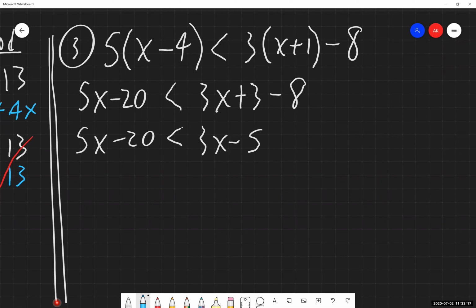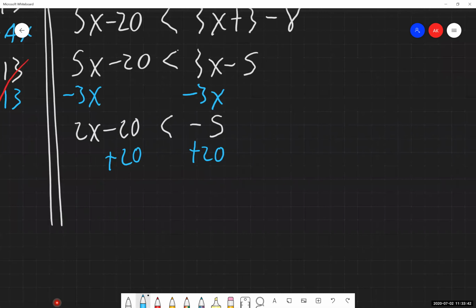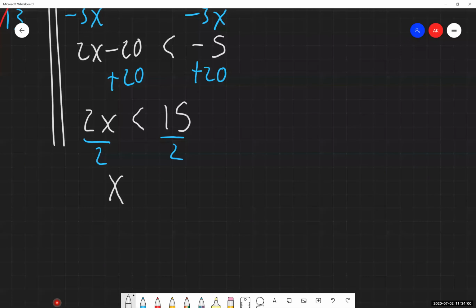So in using that hint, I'm going to get rid of the 3x on the right-hand side because that's smaller than the 5x on the left-hand side. So my result, I'm going to get 2x minus 20 less than negative 5. And then I'm adding 20 to both sides. 2x is less than, what's it going to be, 15? And then from here, I divide by 2. I am dividing by a positive, so the sign doesn't need to change directions. And I'm getting x is less than 15 over 2.